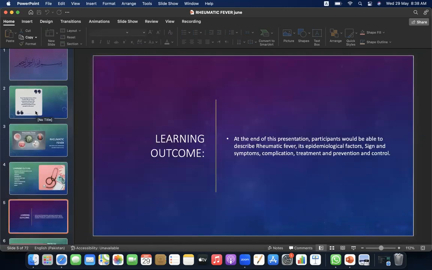Learning outcomes. At the end of the presentation, participants would be able to describe rheumatic fever, its epidemiological factors, signs and symptoms, complications, treatments, and prevention and control.